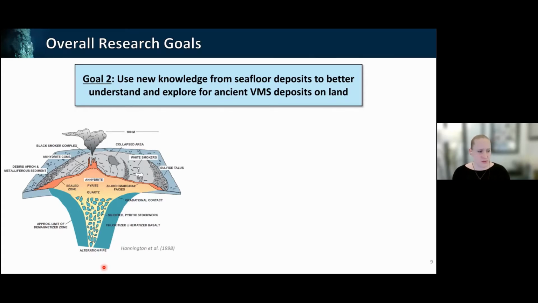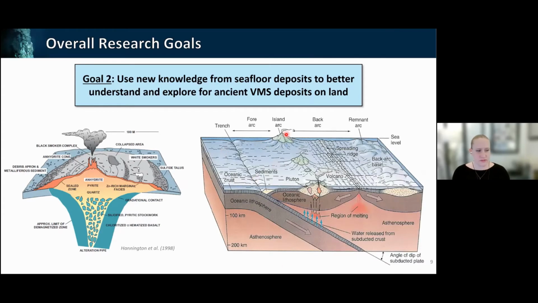Instead, we want to focus on deposits that are formed in subduction-related environments, those that form along arcs and back-arc basins, because these are the deposits that are actually preserved in our ancient record. So whenever we think of a subduction zone, this is the cartoon model that we have in our head.